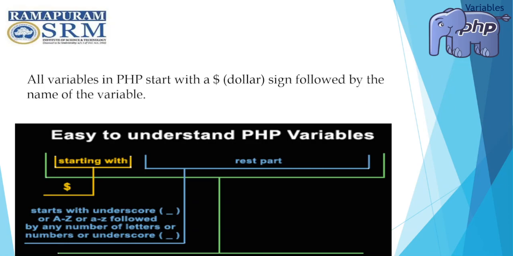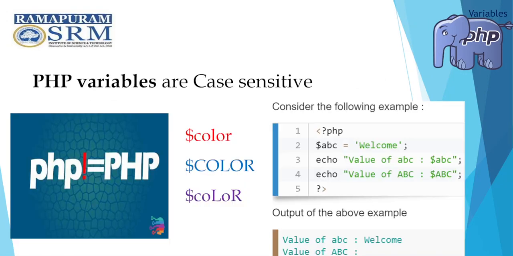So in PHP, variables should start with the $ sign followed by the name of the variable. To define the name of the variable, you have some rules. When we define the variable name, we should follow the rules. First thing is, PHP variables are case sensitive. Case sensitive means you can represent the variable name in lowercase, uppercase or mixed case.